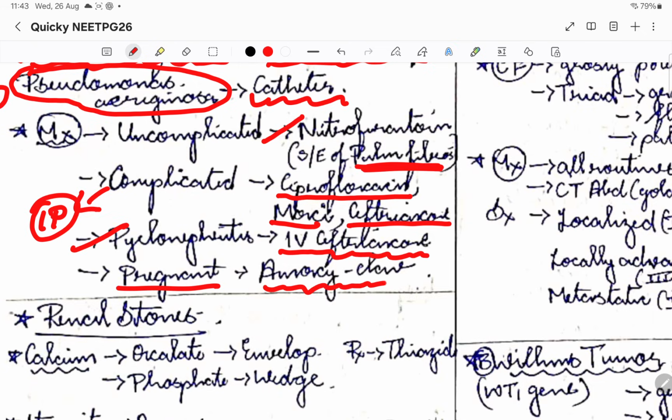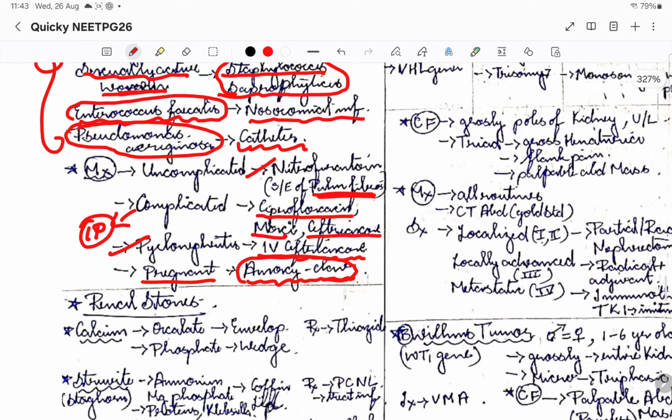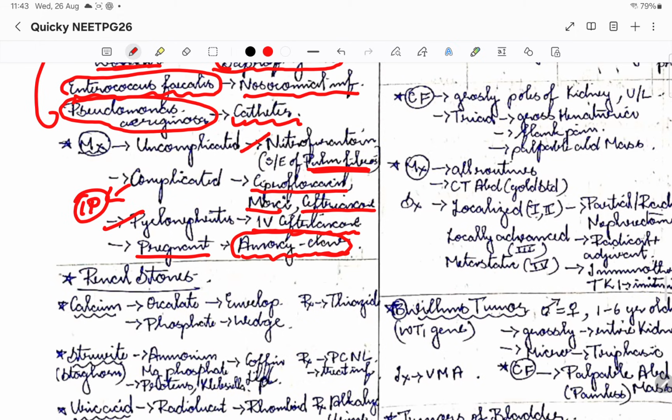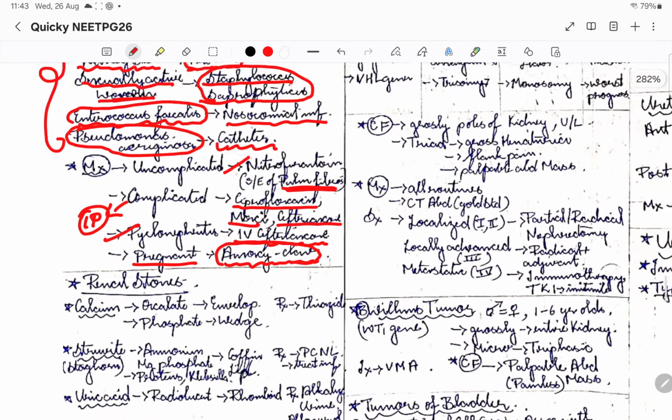for amoxiclav. Because nitrofurantoin, ciprofloxacin and all might be teratogenic, the safest drug that we can give with respect to pregnant women will be amoxiclav. Because fluoroquinolones and all are teratogenic, right? So that is why we'll go for amoxiclav, the safer option with respect to pregnancy.